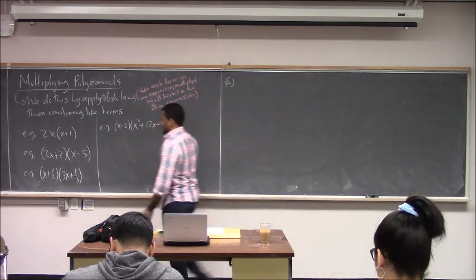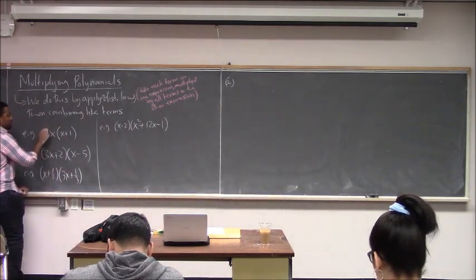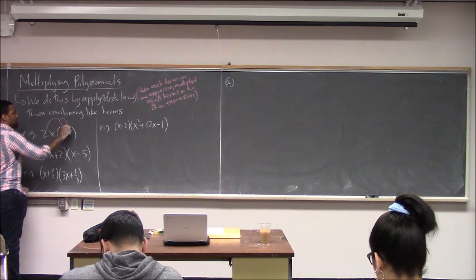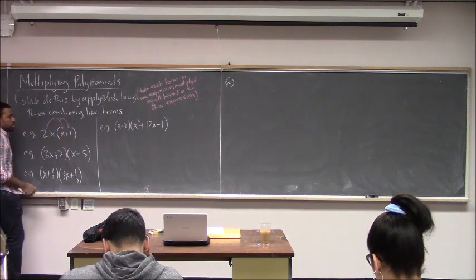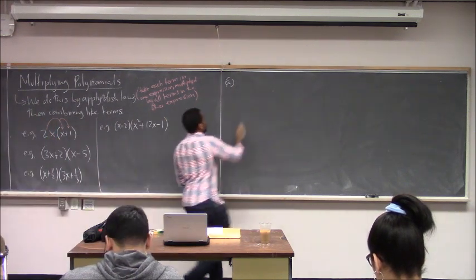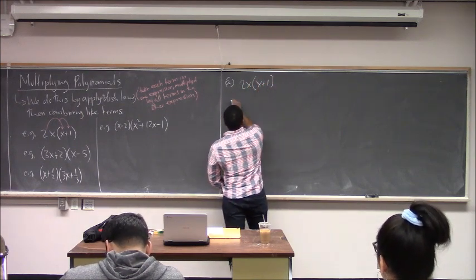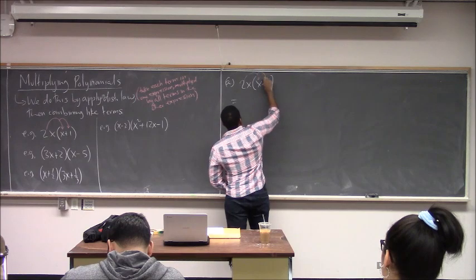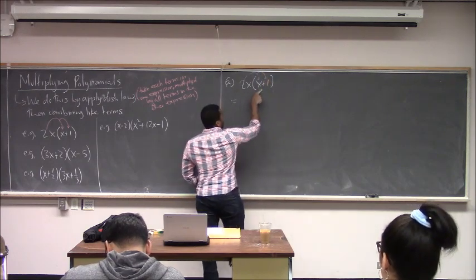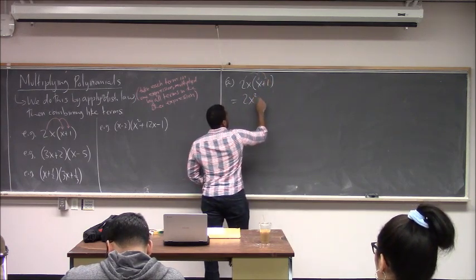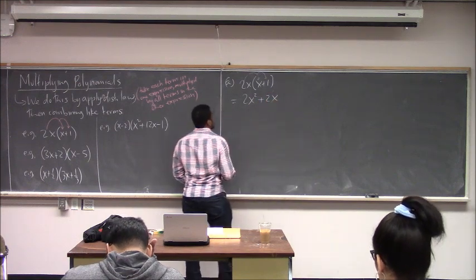Okay, so again, we applied the distributive law. This pretty much looks exactly like what the distributive law would look like, A times B plus C. So we have 2x times x plus 1. This is, take this times that. Laws of exponents would apply when I multiply x by x, so that gives us 2x squared plus 2x.